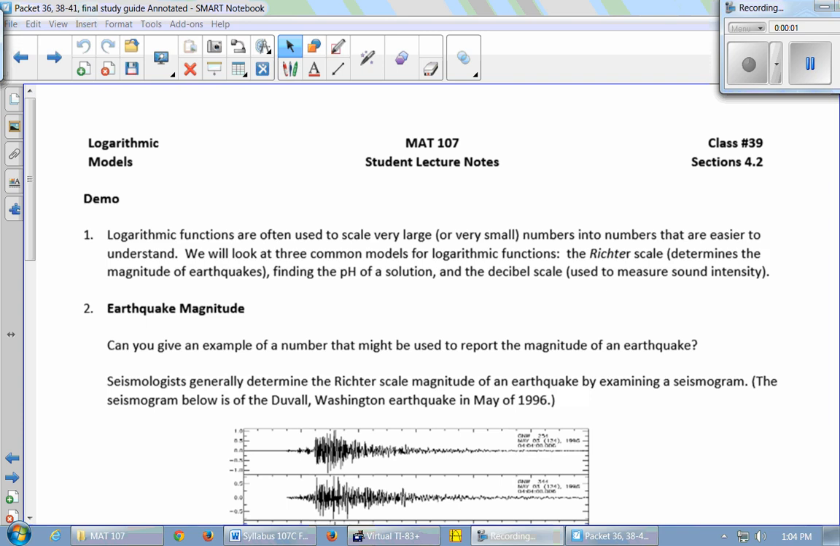So log functions are often used to scale very large or very small numbers into numbers that are easier to understand, right? Instead of talking about a trillion, billion, quadrillion, you might just talk about the number of zeros in that number. That's what logs do. So we're going to look at three common models for logarithms: the Richter scale, which determines the magnitude of an earthquake, finding the pH of a solution, and the decibel scale, which is used to measure sound intensity.